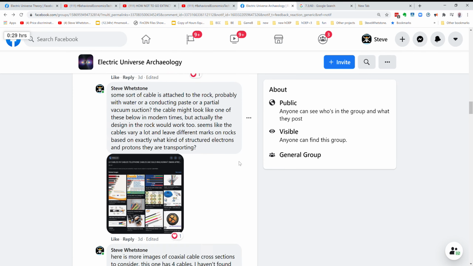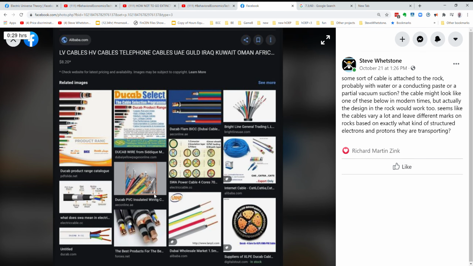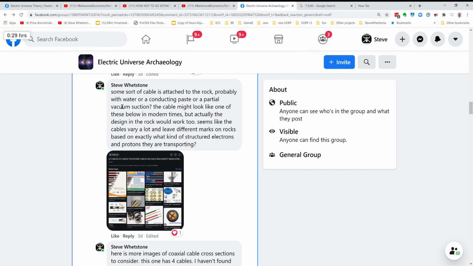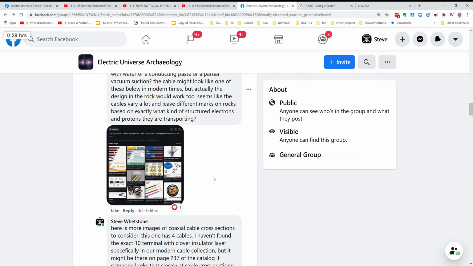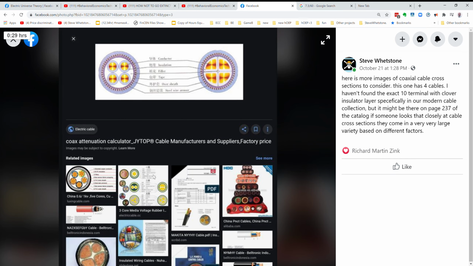Here are more images of coaxial cable cross sections to consider. This one has 4 cables. I haven't found the exact N-terminal with clover insulator layer specifically in our modern cable collection, but it might be there on page 237 of the catalog. If someone looks that closely at cable cross sections, they come in a very, very large variety based on different factors.